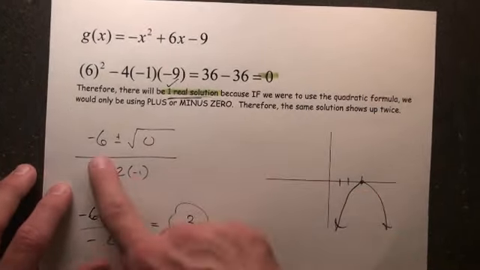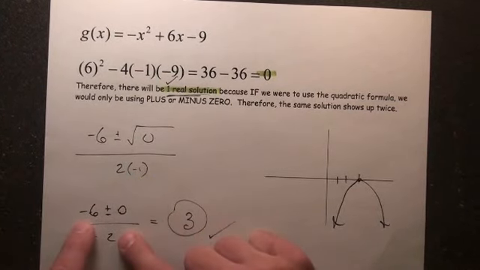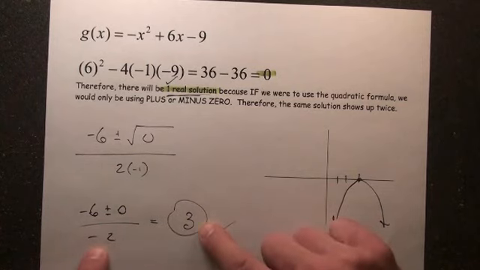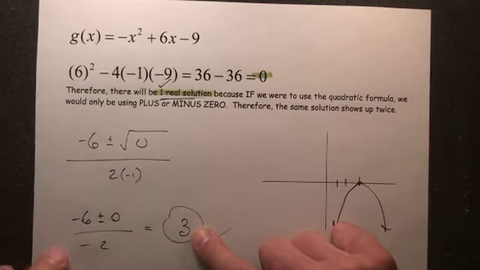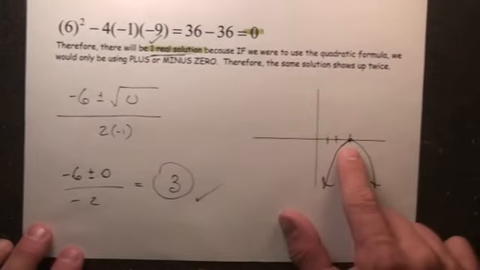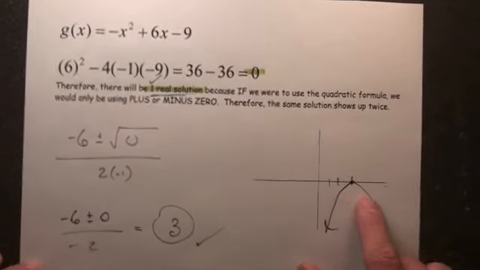Negative 6 plus or minus 0 over 2 times negative 1. Well, negative 6 plus 0 over negative 2 is 3. Negative 6 minus 0 over negative 2 is still 3. So you get 3 as an answer to this problem twice. So you end up with just the one point. You end up with the one real solution.